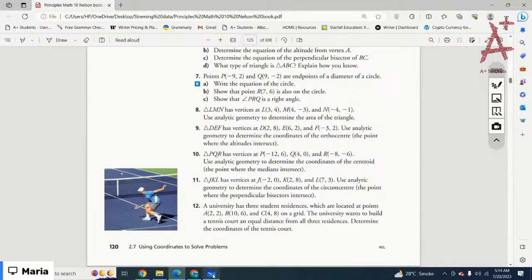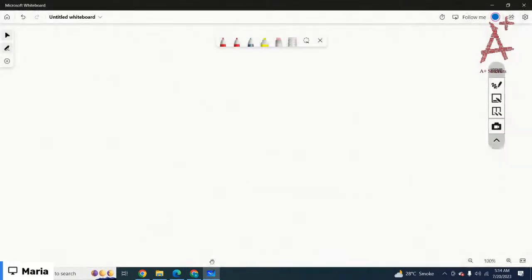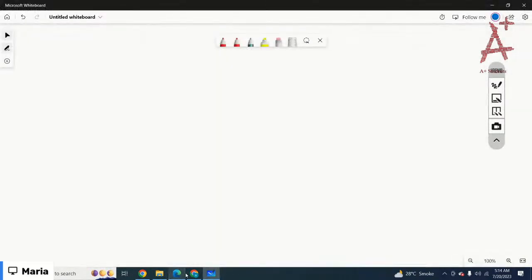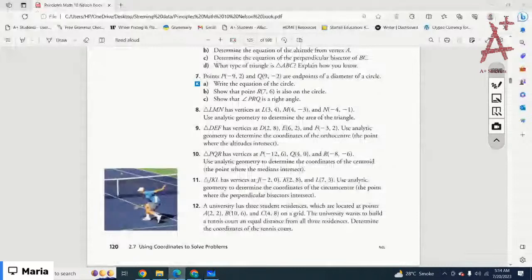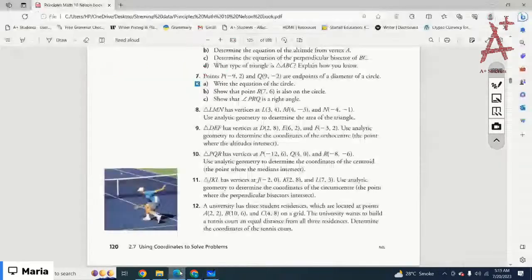Let me just write down the vertices. Question number 10. The vertices are P(-12, 6), Q(4, 0), and R(-8, -6).